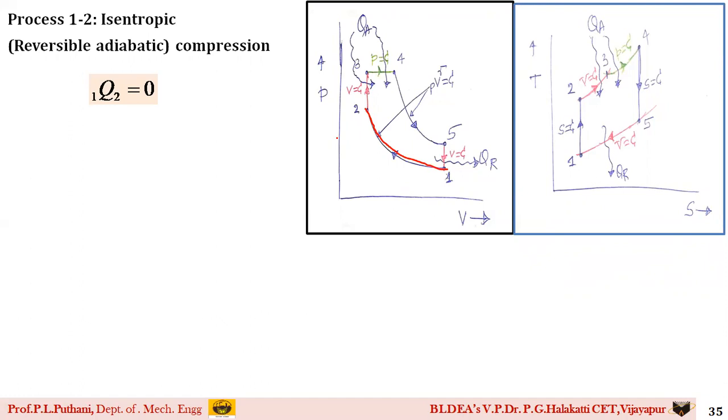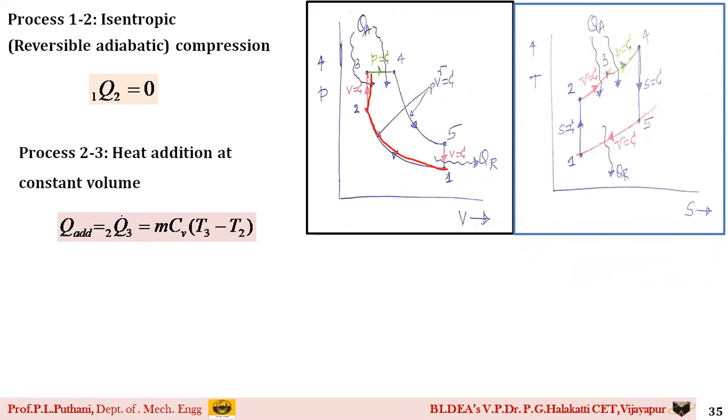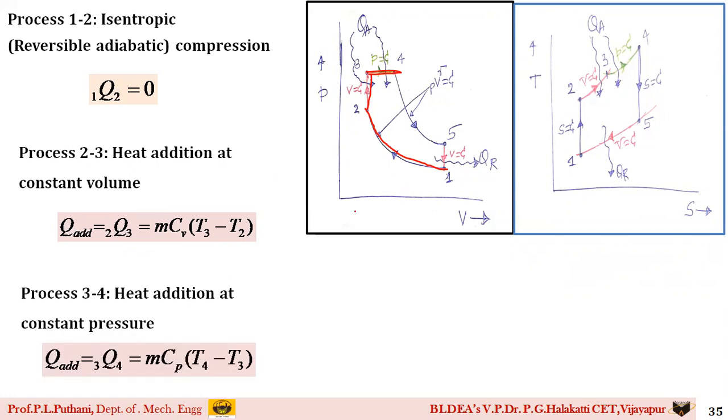Then students, 2 to 3 is heat addition at constant volume, which means Q addition, Q 2 to 3, is equal to mCV (T3 minus T2). You will get the heat transfer at constant volume process. Then coming on to process 3 to 4, it is a constant pressure heat addition process, that is Q 3 to 4 equals mCP (T4 minus T3).